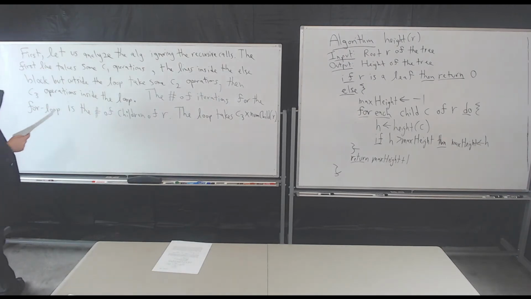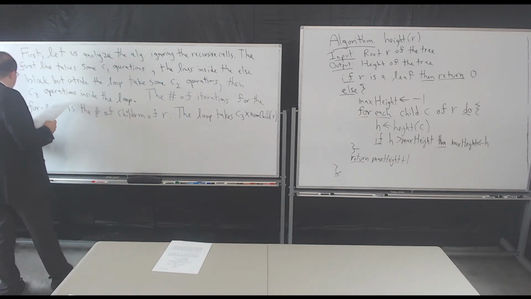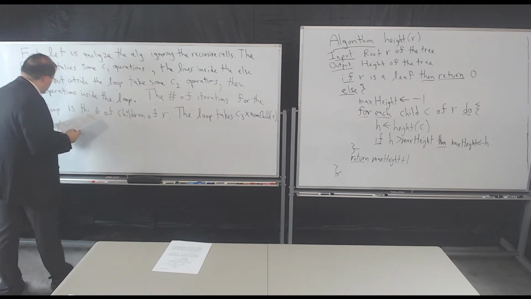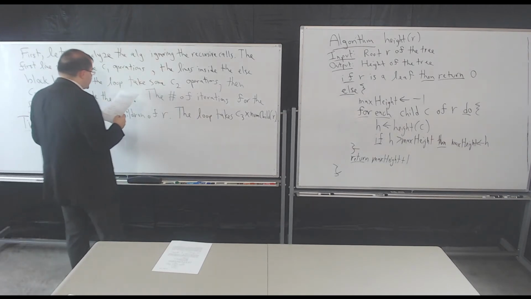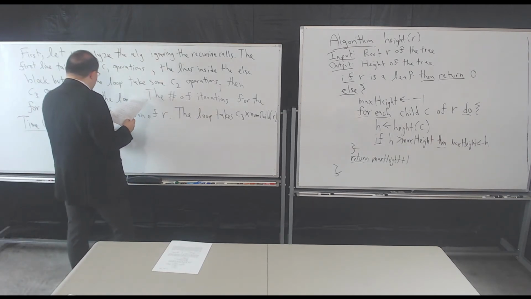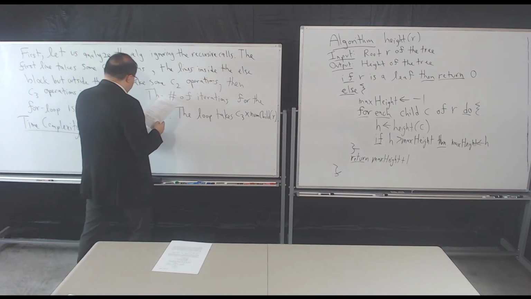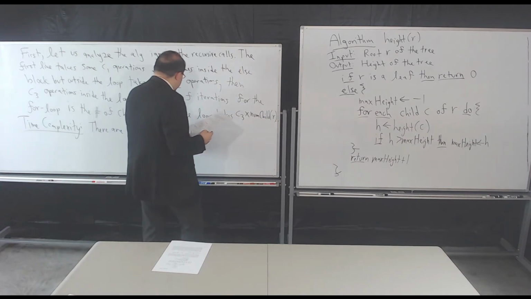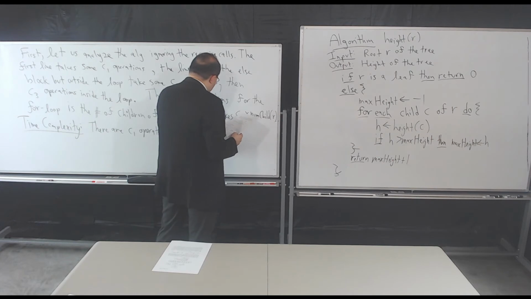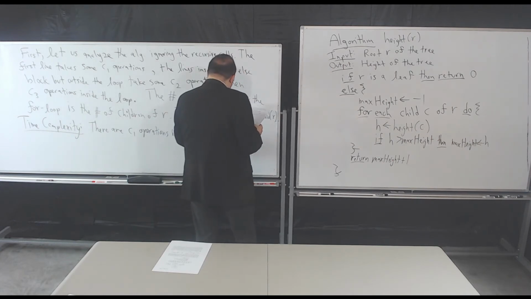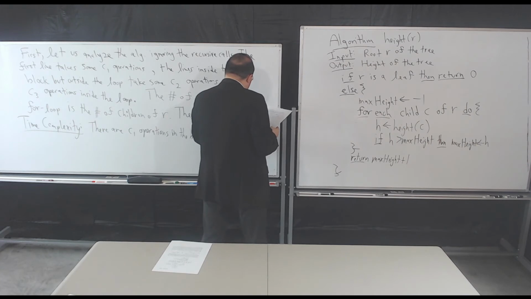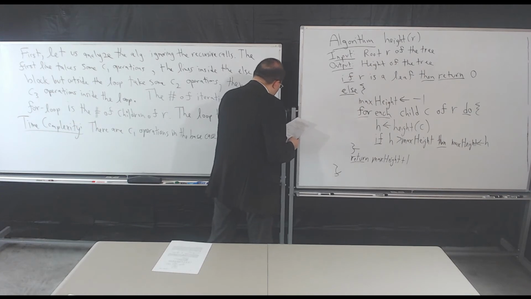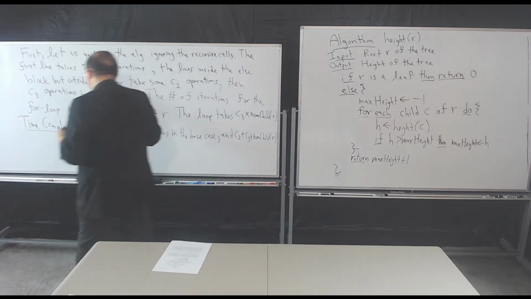I've just laid out all the constants. Now let's actually compute the time complexity. There are C1 operations in the base case. And C2 plus C3 times numchild of R operations in the recursive case.